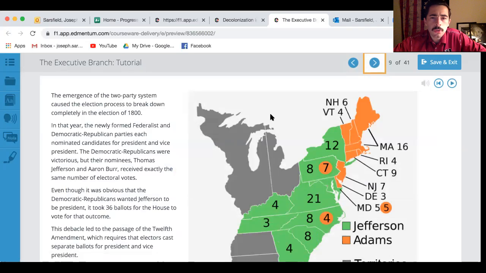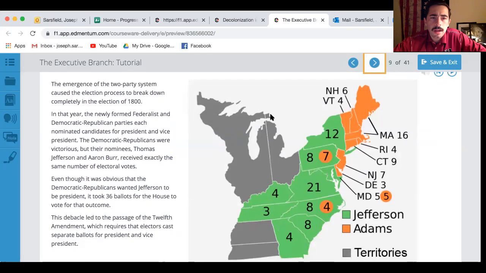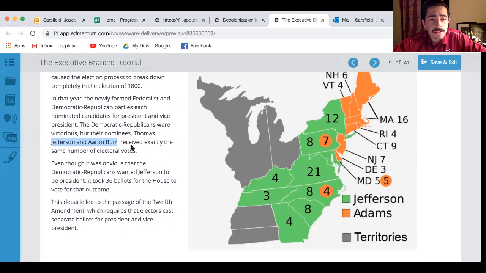Alrighty, so the Electoral College changed and had to become a thing really because of the election of 1800, which we talked about in class. Jefferson and Aaron Burr, who later killed Alexander Hamilton, were from the same party, the Democratic Republicans, and they received the same exact number of electoral votes. Therefore, we know if there's a tie in the presidential election, it goes to the House of Representatives. That's still the same today.